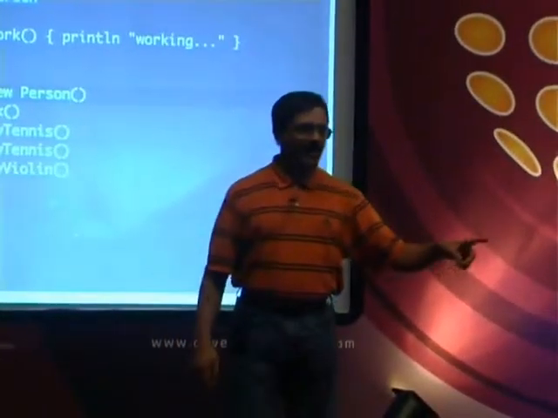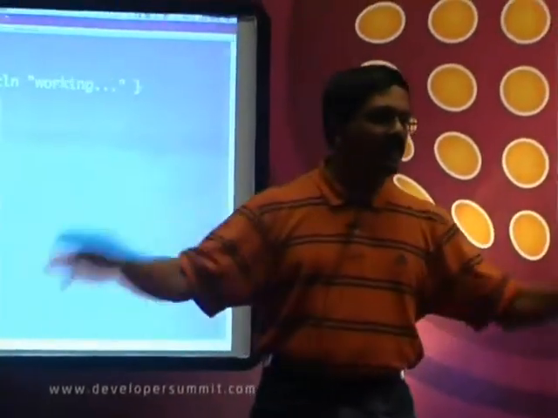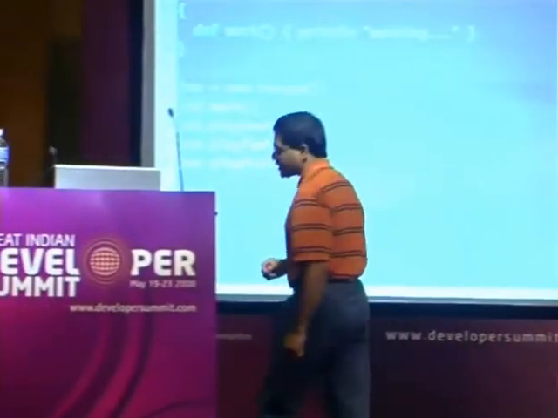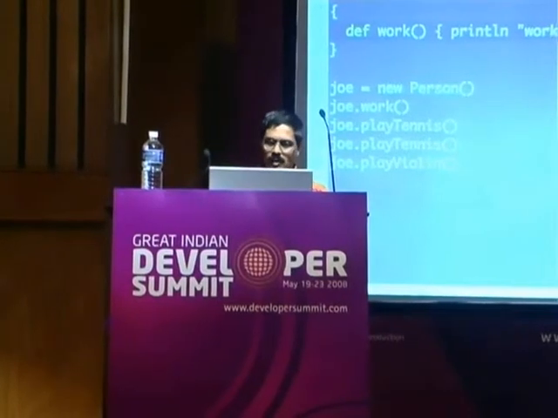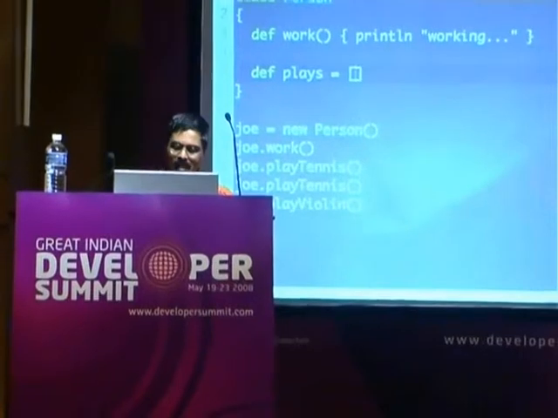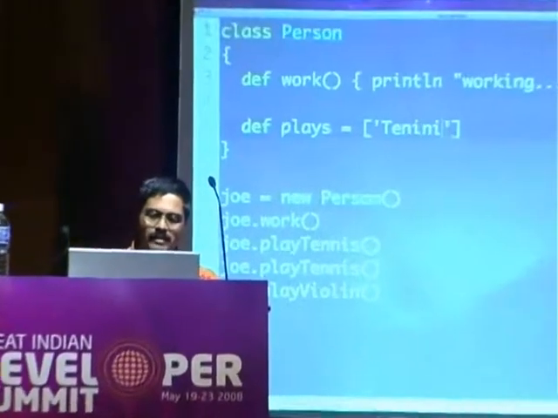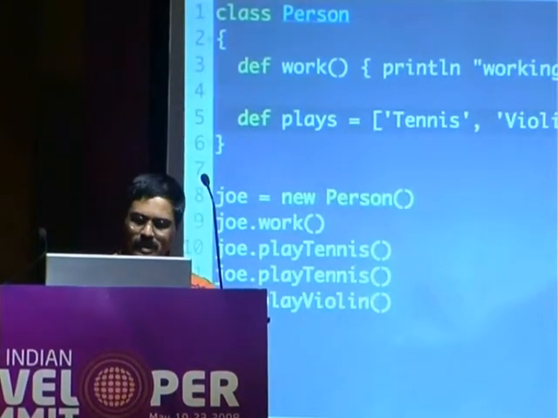He doesn't play politics, right? So if you say play politics, he says, no, I'm a disciplined person, I'm a decent person, I don't play politics. So there are certain things he can play, but other things he cannot play. How do you do this? So what I'm going to do is have a list of things. This could be very dynamic, if you will, but I'm going to say plays equals tennis, and I'm going to also put violin. So those are the 2 things.